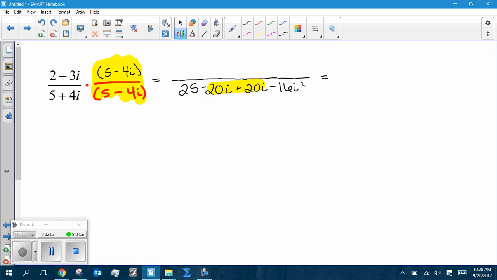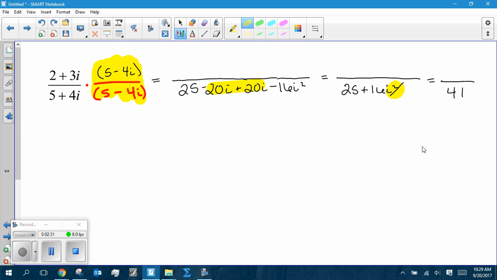Okay, so the denominator is really going to be 25 minus 16i squared, but that i squared is actually a negative 1, so negative 16 times negative 1 becomes positive 16, and my denominator is really just 41 when I add 25 and 16. So that's really nice, because now you see that we've gotten rid of that complex number 5 plus 4i.